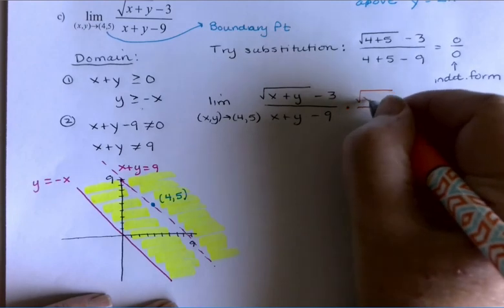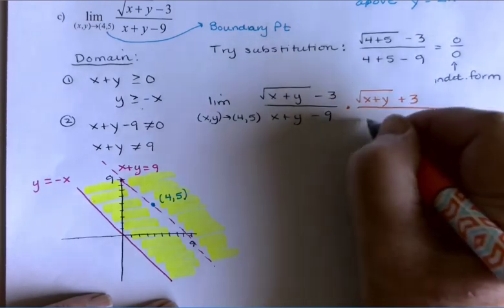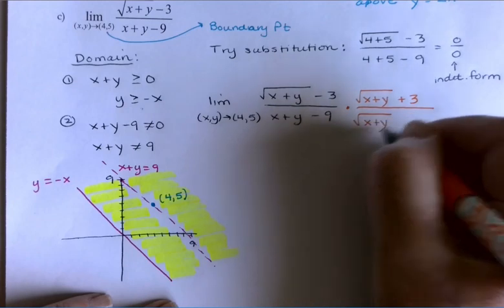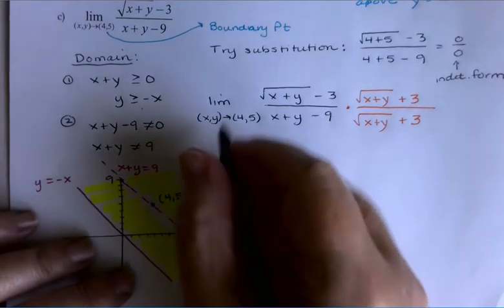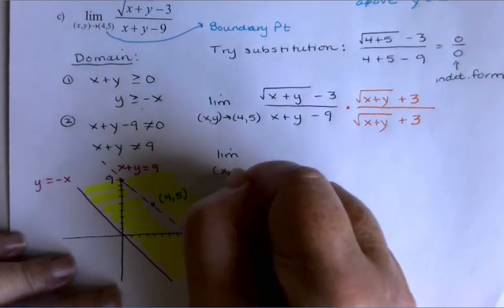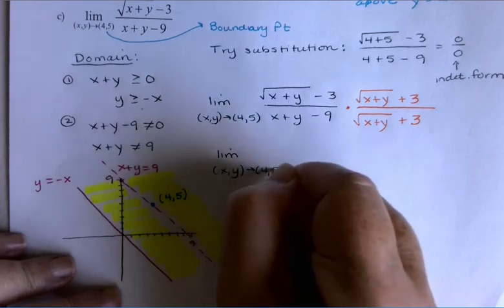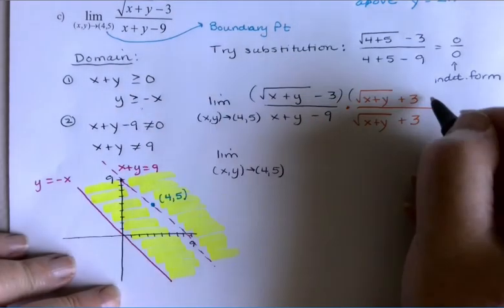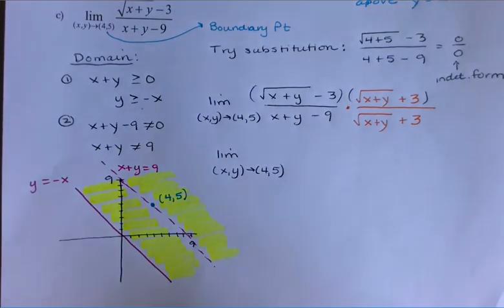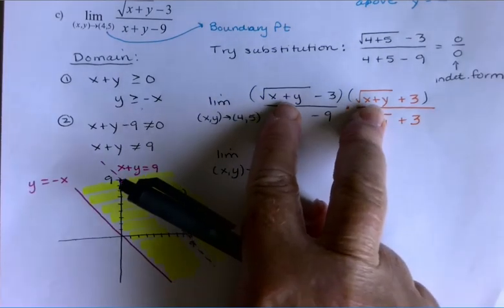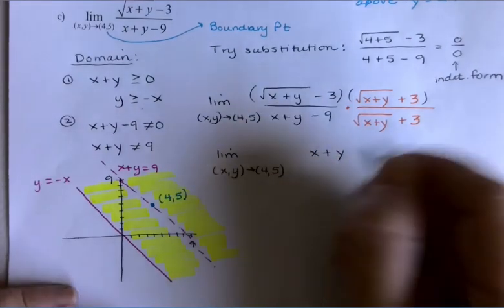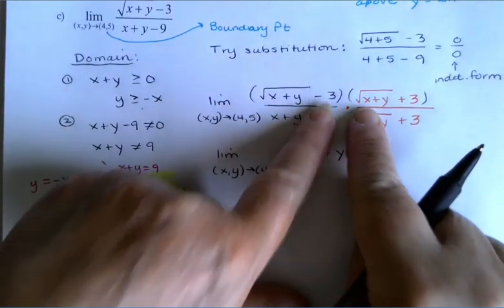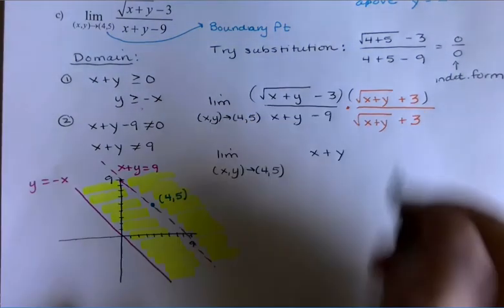I'm going to multiply by the square root of x plus y plus 3. And of course, I can't change the value of my expression, so I have to multiply by the same thing on the bottom. So really multiplying by a form of 1 here. When I do this, my numerator acts as all wonderful conjugates do. When I multiply, those radicals will essentially undo each other, and I'll just get x plus y. The outers and the inners are opposites, so they add up to 0, and then I'll get a minus 9.